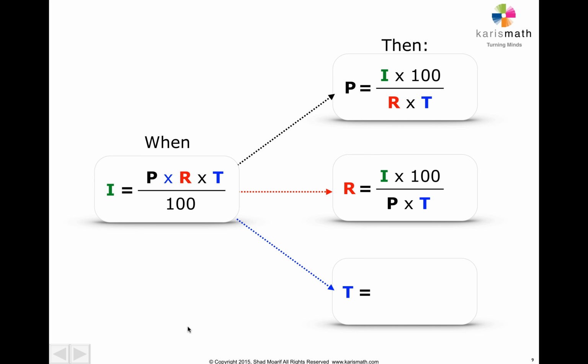Tell me. Yes. Draw the line and put, very good, I times 100 on top. And what goes below? P times R. Excellent. You've got all these different formulas coming out of just one.